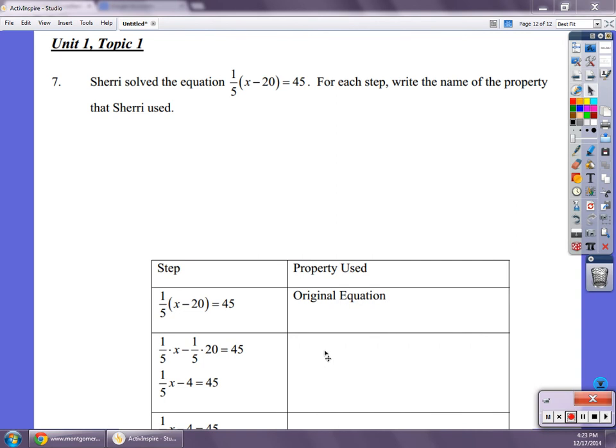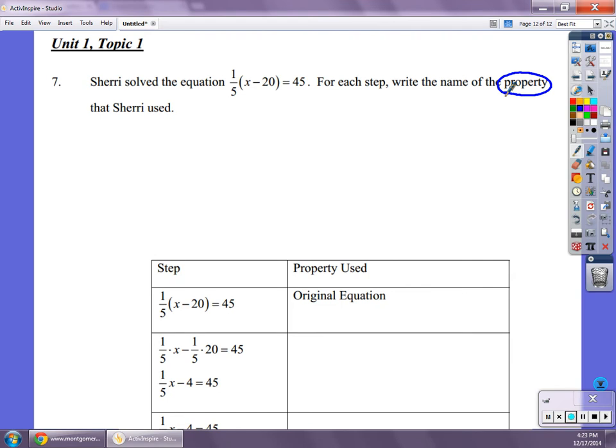We are still in Unit 1, Topic 1, and we're going to complete problem number 7. Sherry solved the equation 1/5 of x minus 20 equals 45. For each step, write the name of the property that Sherry used. Now you'll notice I gave myself some space here because what are those properties? Let's go ahead and write those down.